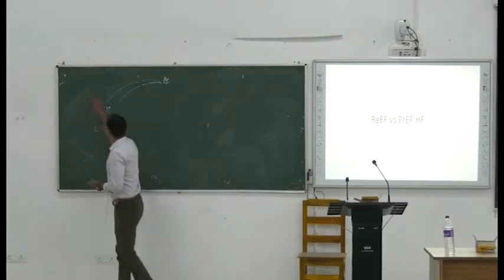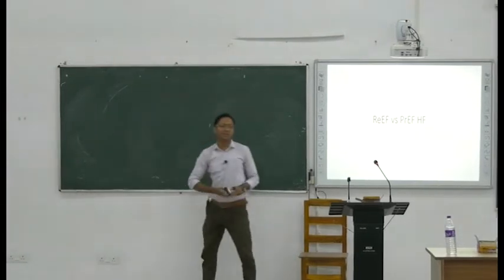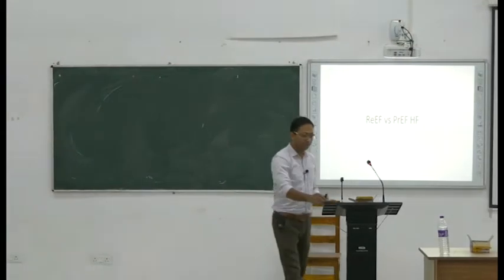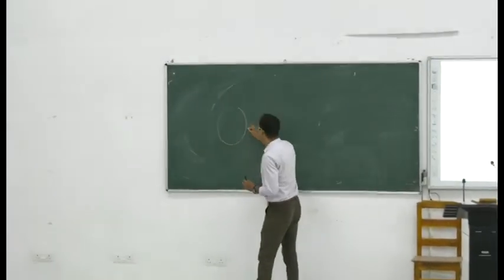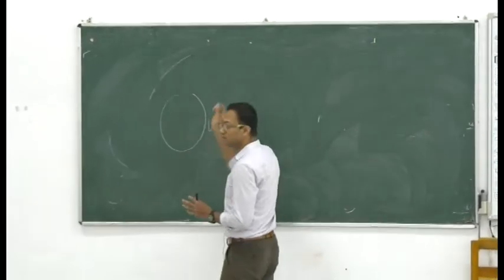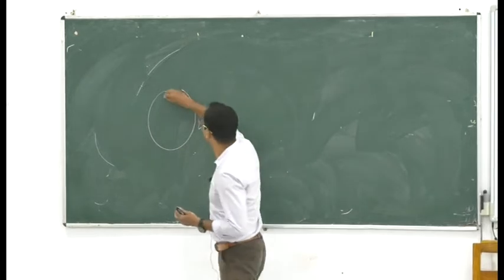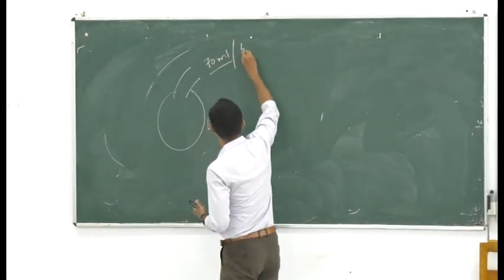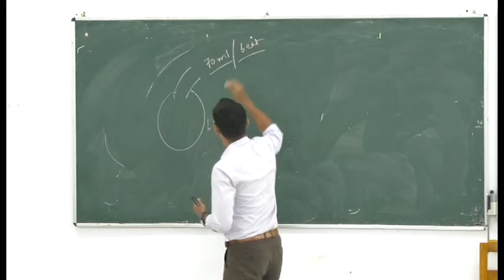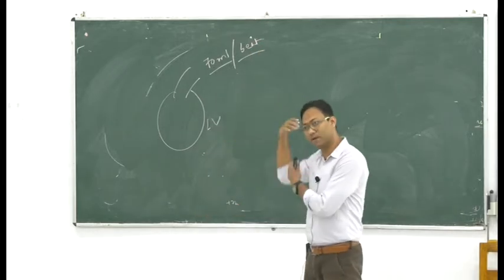Your LV is pumping 70 ml of blood per beat, right? Per beat or per stroke, your LV is pumping 70 ml of blood. So this one is the LV, and for every beat, the LV is ejecting 70 ml of blood.